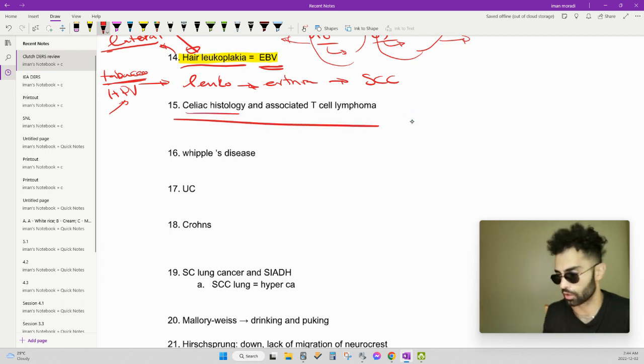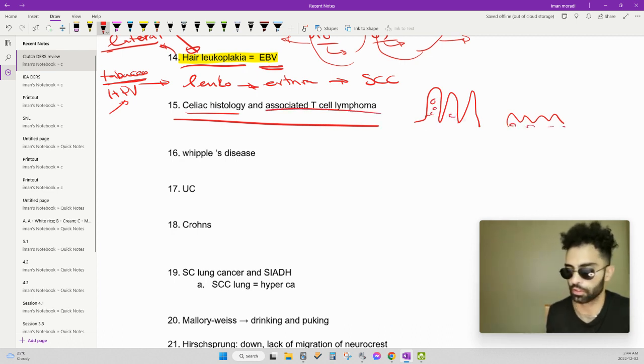Celiac histology: you've got villi that are not as high, villi that are blunted, and you've got a lot of lymphocytes. A lot of lymphocytes, and it will give you a higher chance of developing a T cell lymphoma.